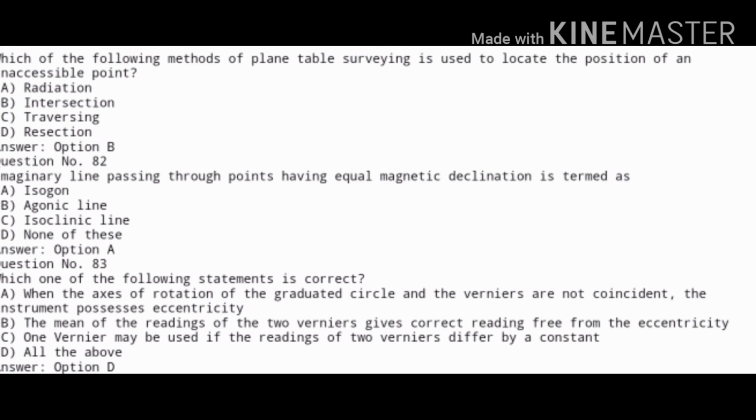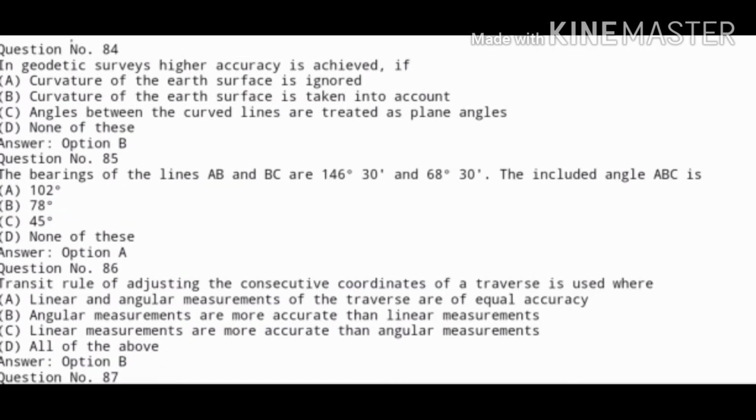When the axis of rotation of the graduated circle and the verniers are not coincident, the instrument possesses eccentricity. The mean of the readings of the two verniers gives the correct reading free from eccentricity. One vernier may be used if the readings of the two verniers differ by a constant. In geodetic surveys, higher accuracy is achieved if the curvature of the Earth's surface is taken into account.